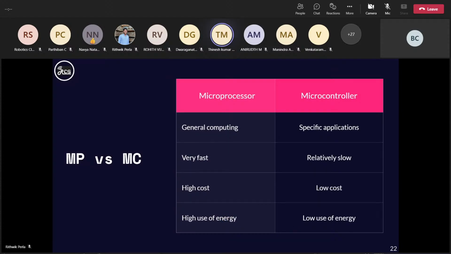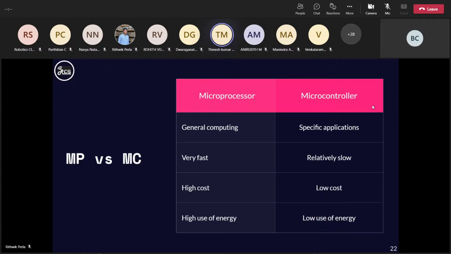We'll see microprocessor versus microcontroller, as I've already said. The first point: a microprocessor can be used for general computing, like what laptops and mobile phones do. It can process videos and images, we can play video games and a lot more. That is general computing. A microcontroller, as I've said, is used for specific applications. A microprocessor is very fast, and a microcontroller is relatively slow.